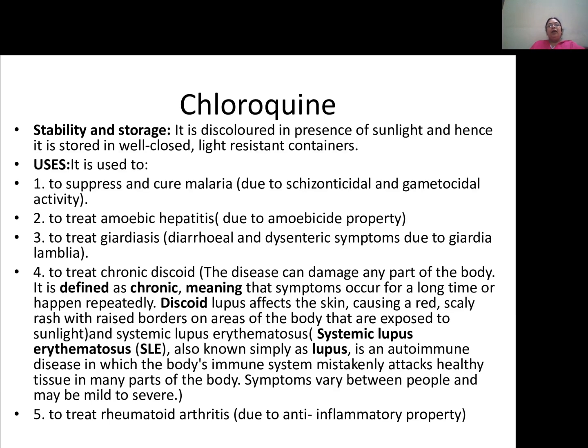container. Uses of chloroquine are to suppress and cure malaria, particularly due to the schizonticidal and the gametocidal activity. Another use of chloroquine is to treat amoebic hepatitis, which is due to its amebicide property. Then it is used to treat giardiasis, that is diarrheal and dysenteric symptoms due to Giardia lamblia. It is used to treat chronic discoid. And lastly, it is used to treat rheumatoid arthritis, due to the anti-inflammatory property.